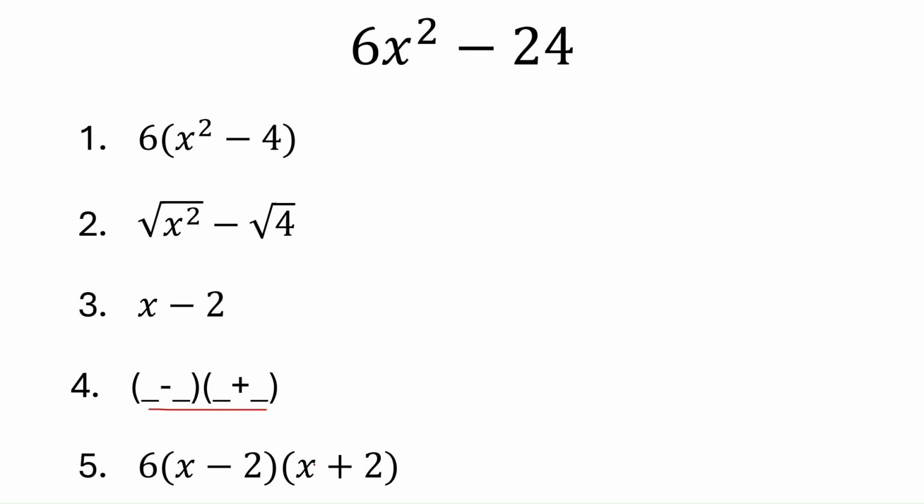So after placing this, we can't say, okay, we're finished. We have to add the 6, because without the 6, we just get x squared minus 4, which would be wrong. We need to get this here. So by adding 6, basically, we would be getting 6x squared minus 24. So always remember to add your highest common factor in front of your factorized binomial.